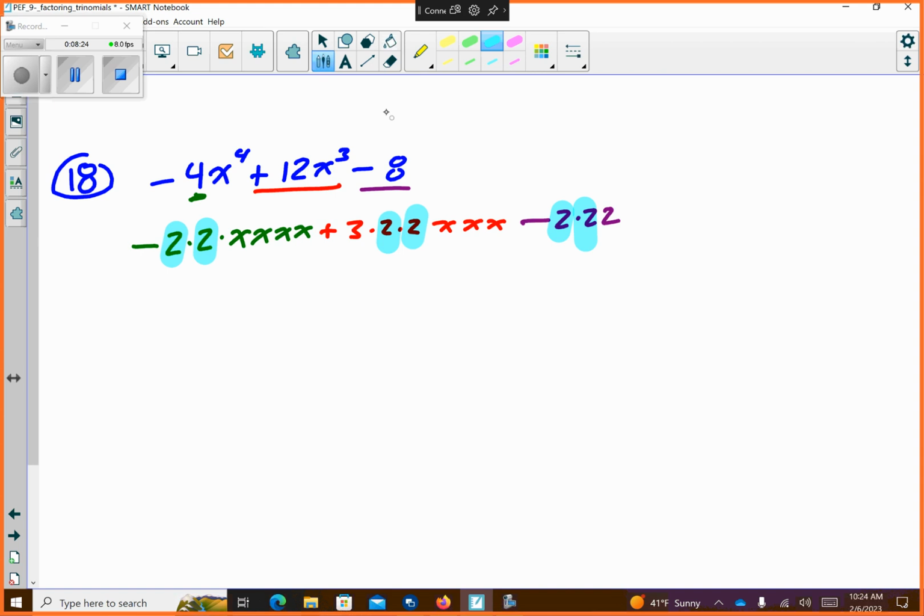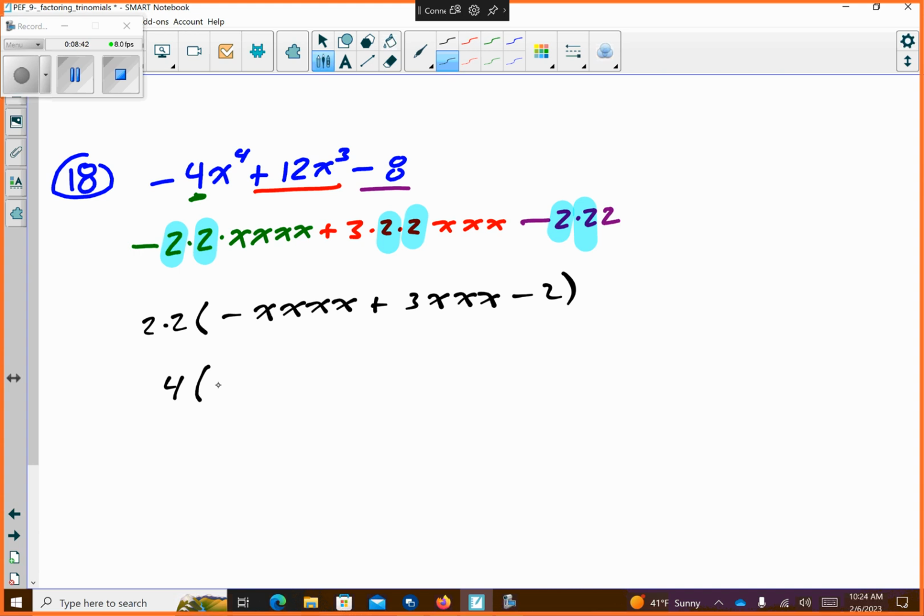Okay? All right. Let's see. So I have 2 times 2. Then I have negative, plus 3 times x minus 2. And clean it up. 2 times 2, I think, is 4. Negative. I have 1, 2, 3, 4. That's x to the fourth. I have 1, 2, 3, plus 3x to the third, minus 2. And we're all done. Yes.